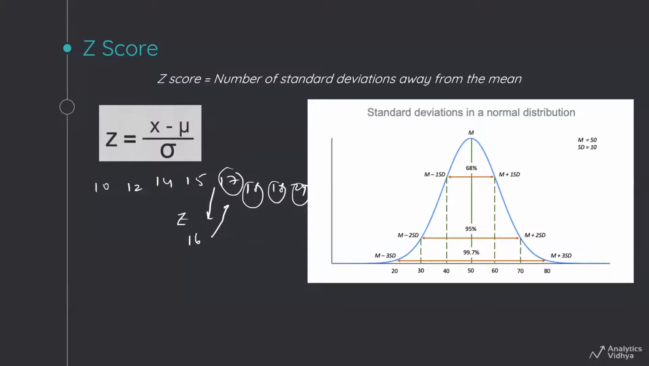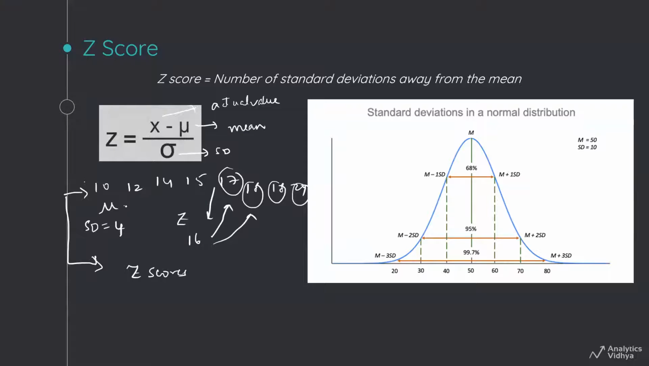Like how many standard deviations is 17 away from 16? How many standard deviations is 18 away from 16? So what are we doing essentially? We are trying to convert one range of values into a standard range, into a z-score. If you apply this formula, where x is your actual value, mu is the mean of the data distribution, and sigma is the standard deviation. If you remember, the standard deviation for the sample was 4 from the previous example, and mu was 16.